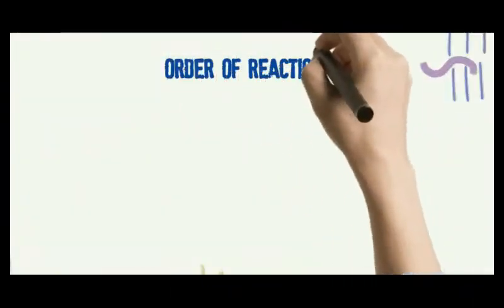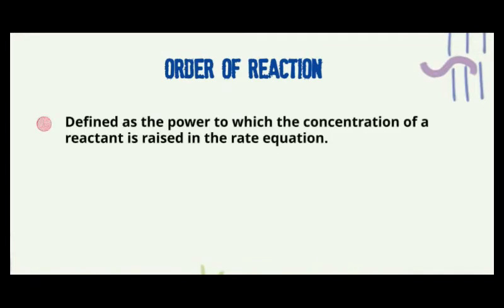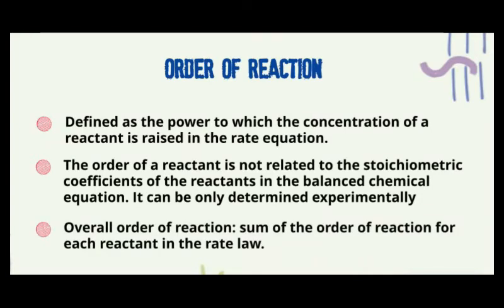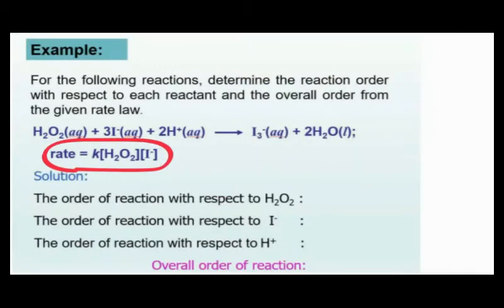Order of reaction. Defined as the power to which the concentration of a reactant is raised in the rate equation. The order of a reactant is not related to the stoichiometric coefficients of the reactants in the balanced chemical equation. It can only be determined experimentally. Overall order of reaction is the sum of the orders of reaction for each reactant in the rate law.